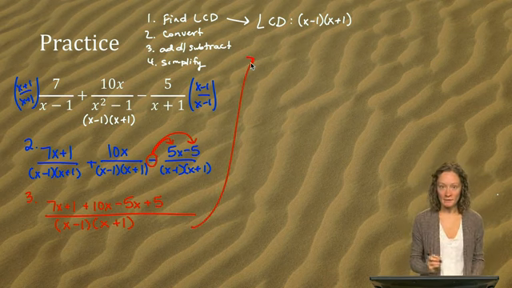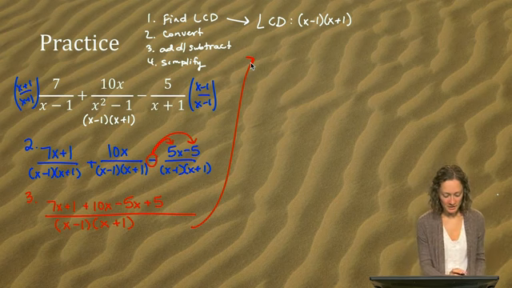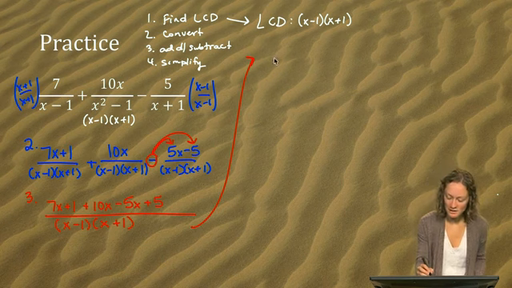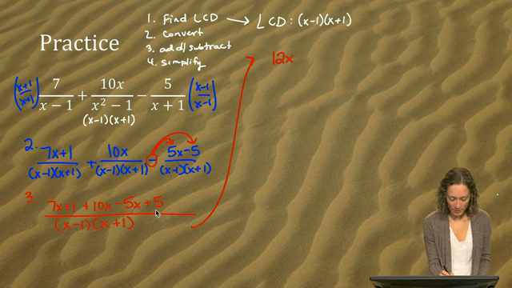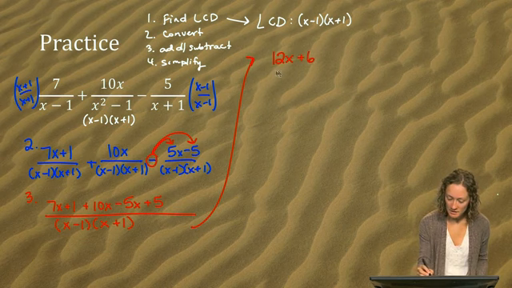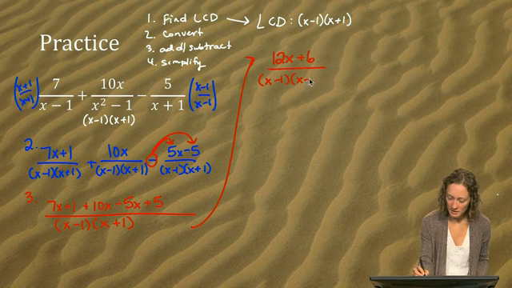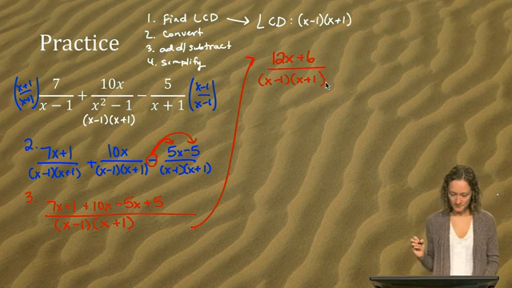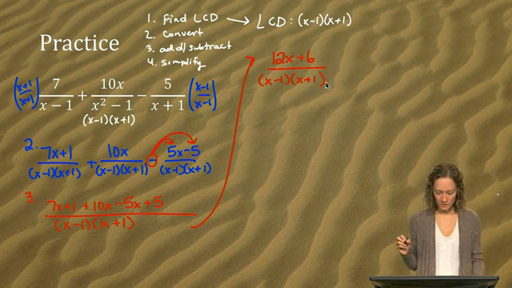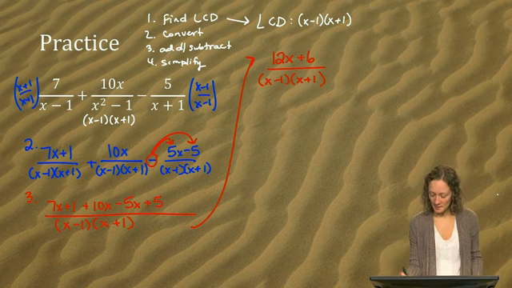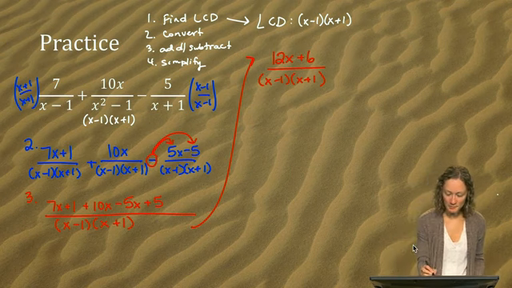Let's keep this going by actually combining like terms. We have 7x plus 10x, 17x minus 5x gives us 12x. And then the numbers, we have 1 and 5, so we get plus 6, and this is still all over x minus 1, x plus 1. Good. Okay, and then the fourth step is to potentially simplify.